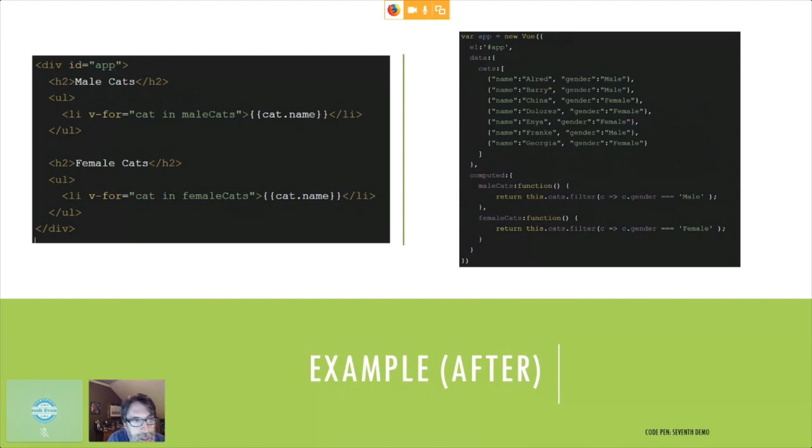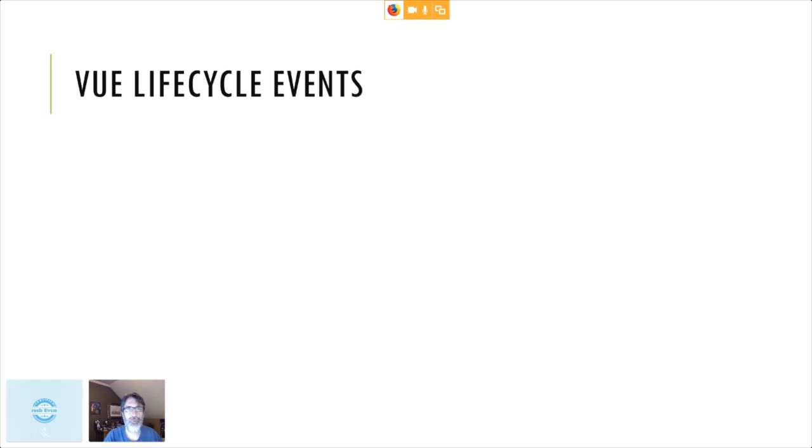But now look at my HTML. It has zero idea what makes up a male cat. And in fact, I could switch these computed properties to just data properties with hard-coded values as well, and my HTML won't care, it won't matter. And really, that's the way that it should be. So again, I love that property.